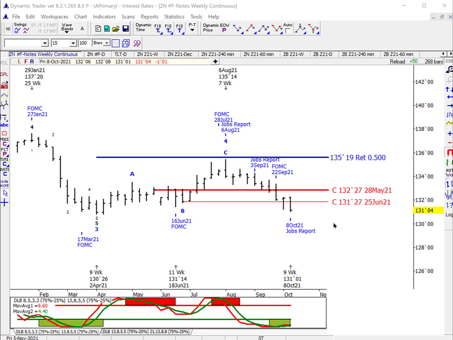Now that's not too difficult to imagine. You don't even have to be a technical analyst to imagine that rates have been so low for so long. Eventually they're going to start ratcheting up. Well, they've already started a little bit. So any advance should be a correction within a bear trend.